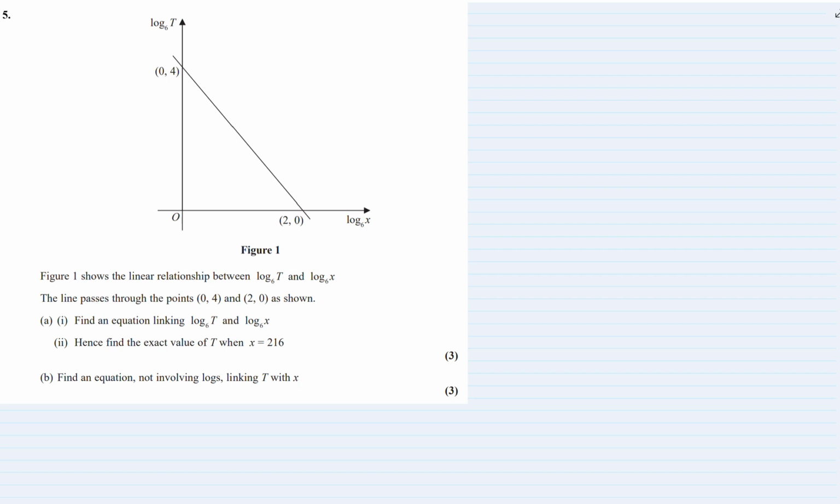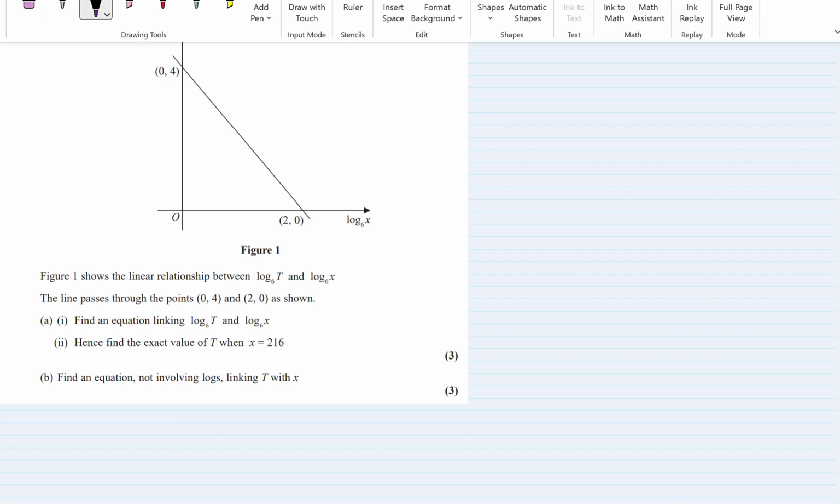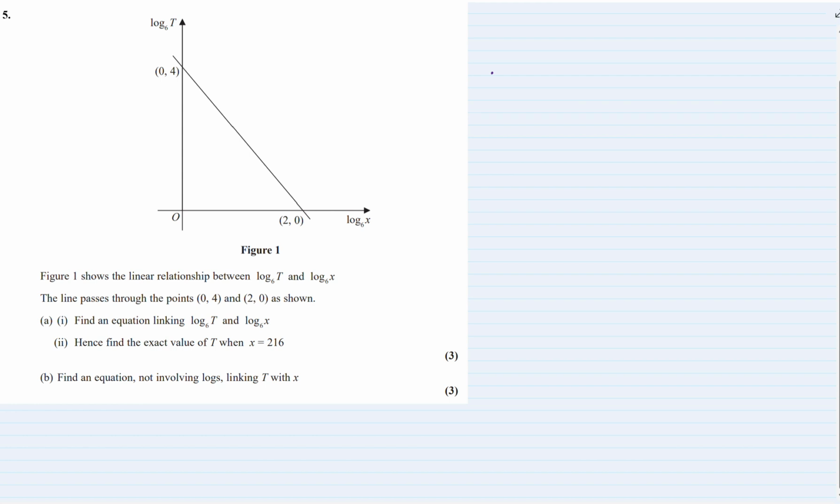So for part A, we want an equation that links log to the base 6 of t and log to the base 6 of x. So if we start from this, let's think about the fact that we've got a straight line. We know that we would normally write our straight line in the form y equals mx plus c. So that's the format that we want to get this in.